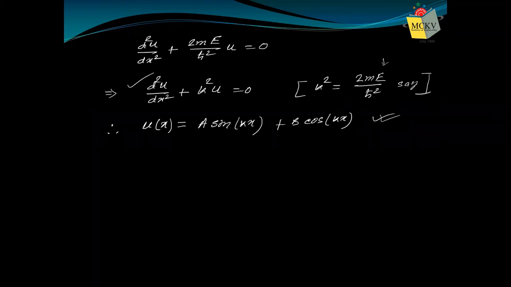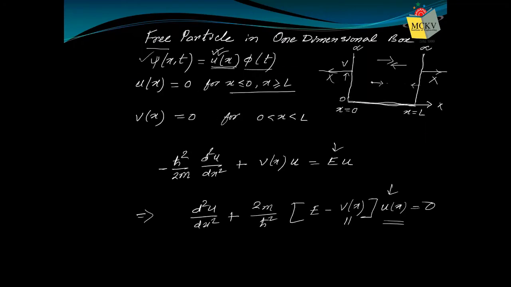Next, how will you know the values? For that, we'll use the boundary conditions. As the name suggests, boundary condition means conditions at the boundary. How many boundaries do we have? We have two boundaries, of course: x equal to 0 and x equal to L. These are the two boundaries we have.